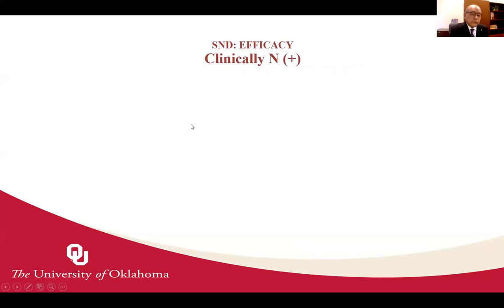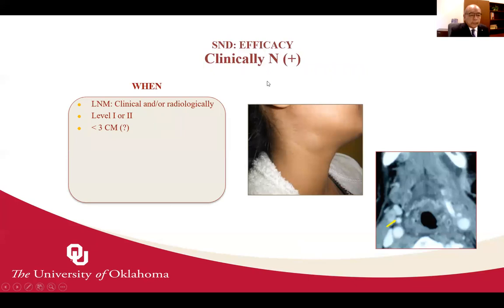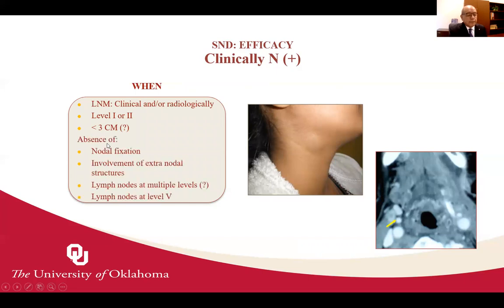And the first question is, when do you use a selective neck dissection in a clinically positive neck? Well, when there are clinical or radiological lymph node metastases, like you see in these patients here, when the metastases are limited to level 1 or 2. This is not a hard and fast rule. Less than 3 centimeters. Sometimes we've operated on somebody with 3.5 centimeters, but around that size.